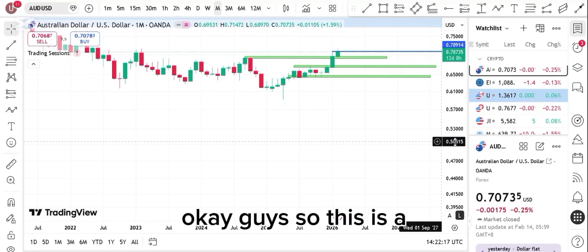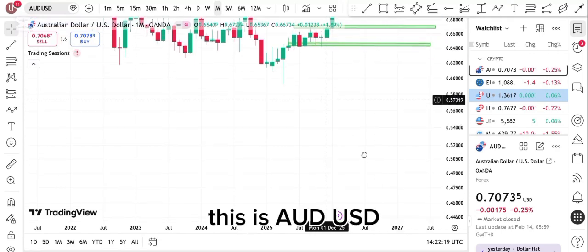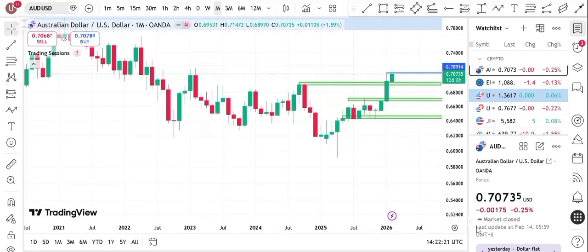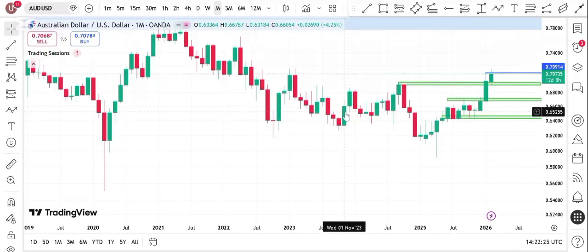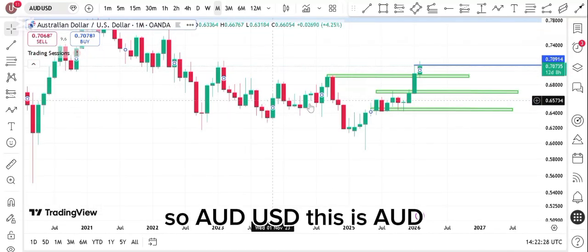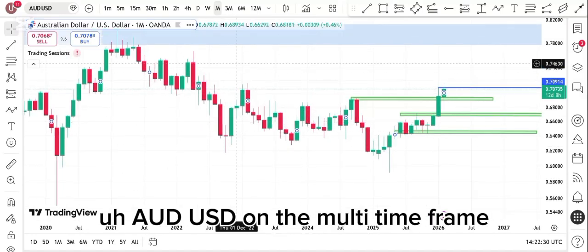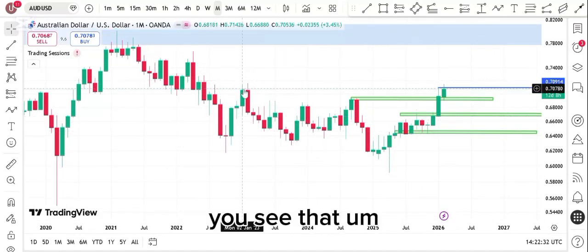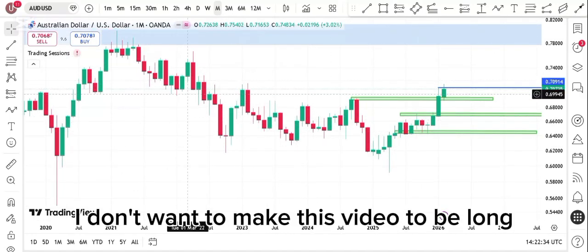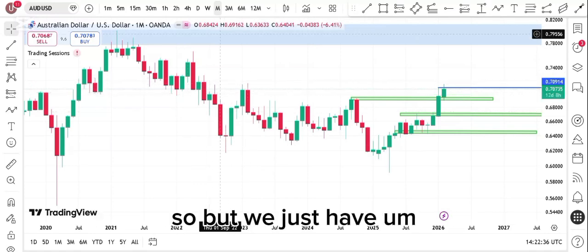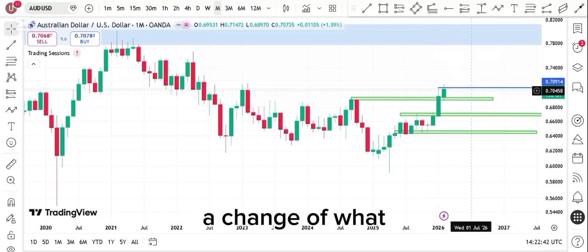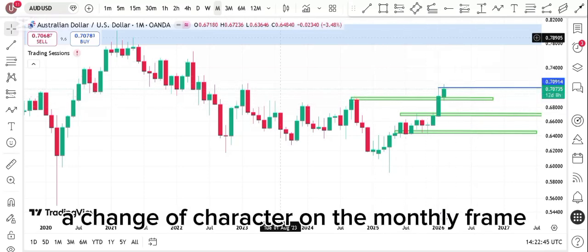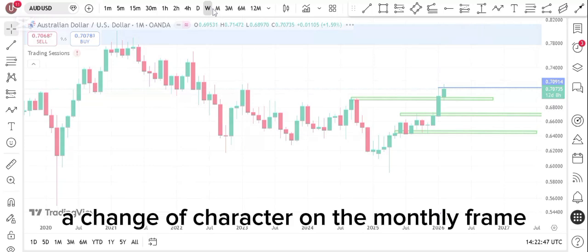Okay, guys. So this is AUD USD. Let me make my chart big. This is AUD USD on the monthly time frame. You can see that I don't want to make this video long. We just have a series of lower lows, and then we have a change of character on the monthly frame.